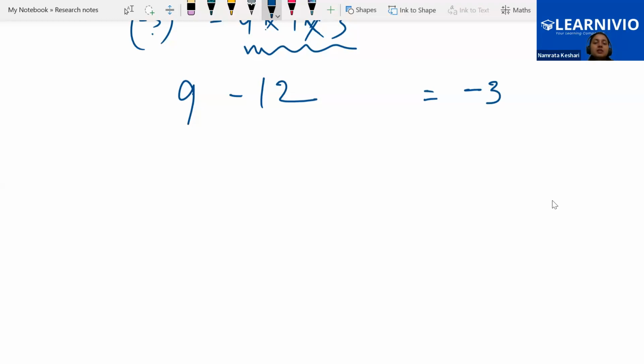This number, minus 3, is it bigger than 0? No. Is it smaller than 0? Yes or no?